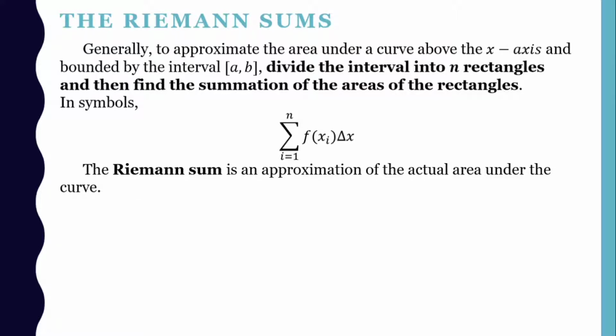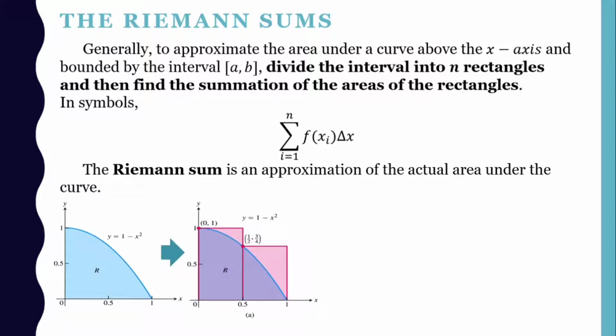Now, take a look at this illustration. For example, we have this curve y equals 1 minus x squared. If you use the Riemann sums, we simply divide the region under the curve into various rectangles. These rectangles must have equal width. In this first illustration, we don't have the rectangles yet. In the second illustration, we now have two equal width rectangles.